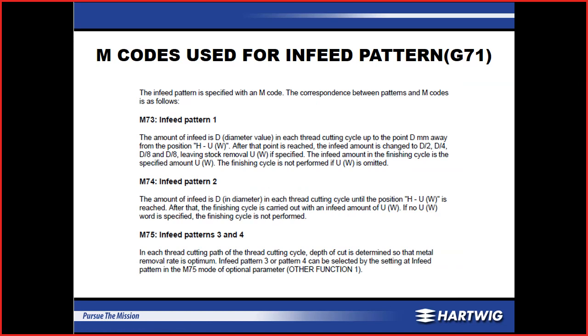So M73 says to take our depth of cut each pass until it gets D depth of cut away from the bottom of the thread, and then divide our depth of cut in half, and then by 4, and then by 8, and then by 8 again, and then take our U if defined. M74 says just take the depth of cut until you reach U stock away, and then take the U. If there's no U defined, it just keeps taking D depth of cut until the thread's cut completely.